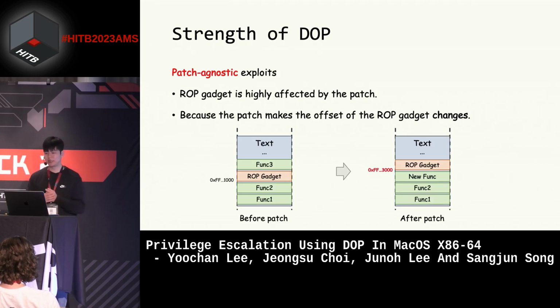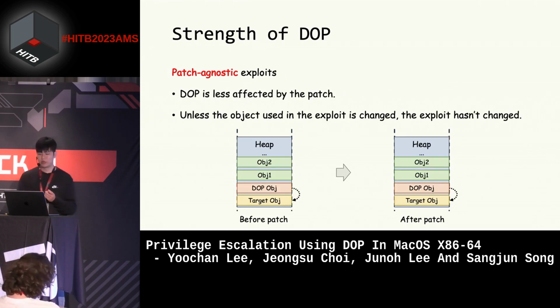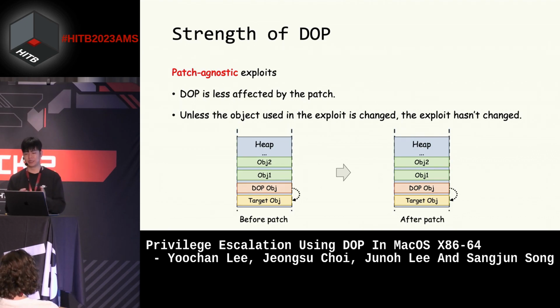The second strength is that DOP is a patch-agnostic exploit. As you know, ROP is highly affected by patches. This is because a patch relocates the offsets of ROP gadgets. On the other hand, DOP is less affected by patches. A DOP gadget is unaffected unless the patch changes the structures it uses. This allows DOP to create patch-agnostic, reliable exploits.